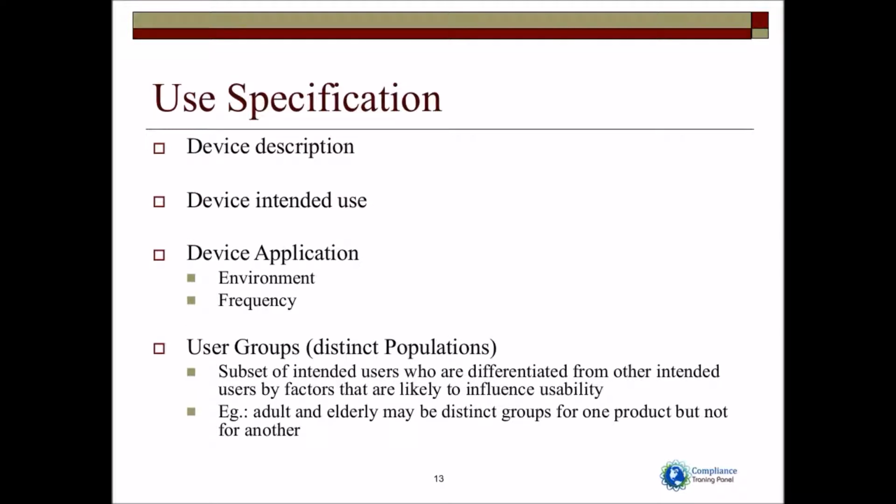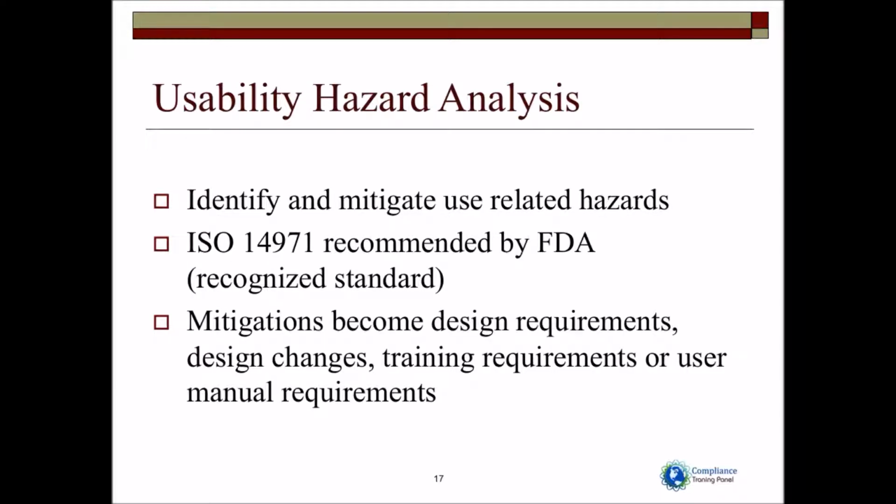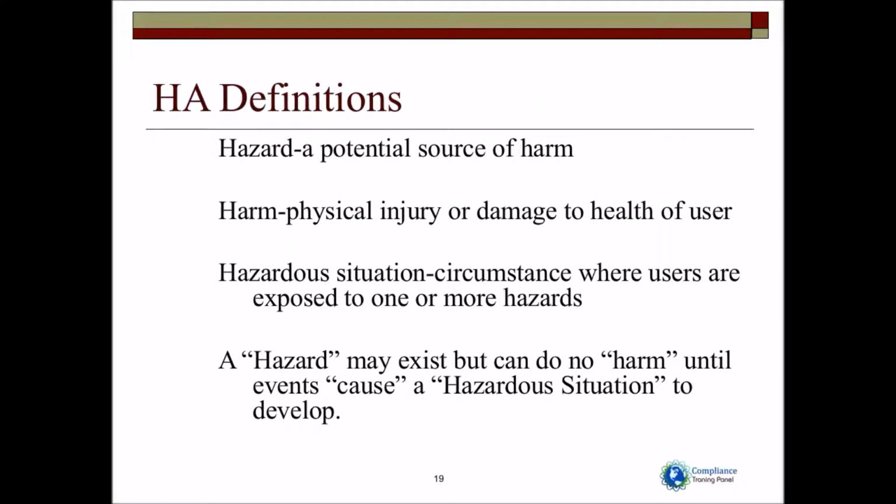The next document is the use specification. It starts off with a device description. What is the device? What does it do? The device intended use. The next step, using all this previous information as input, is to do the hazard analysis. Now, some definitions for the hazard analysis. Hazard is a potential source of harm.